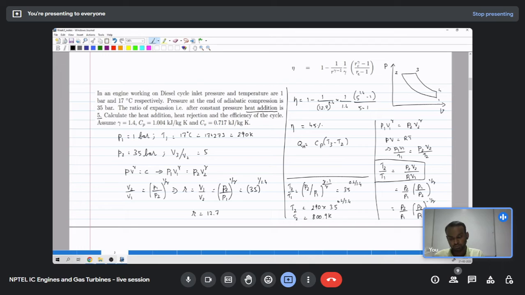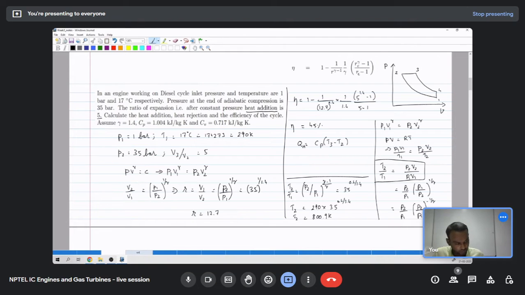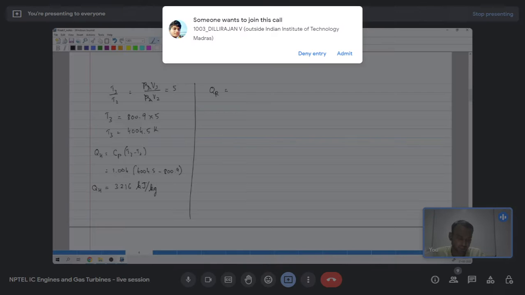If you are given a volume or something at the initial state or at some state, the absolute value of the volume is given, then we will be able to calculate the total mass of the system, and then we can calculate this as absolute terms, heat added, work done. So now, since it is not there, we will calculate everything in terms of per kg of working fluid. Now we need to calculate heat rejection. So that is constant volume heat rejection. So we will have Cv into T4 minus T1.